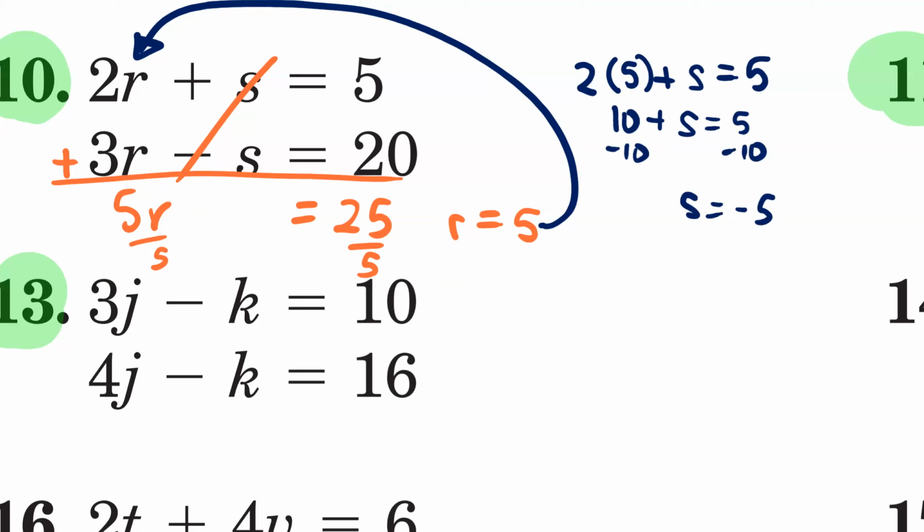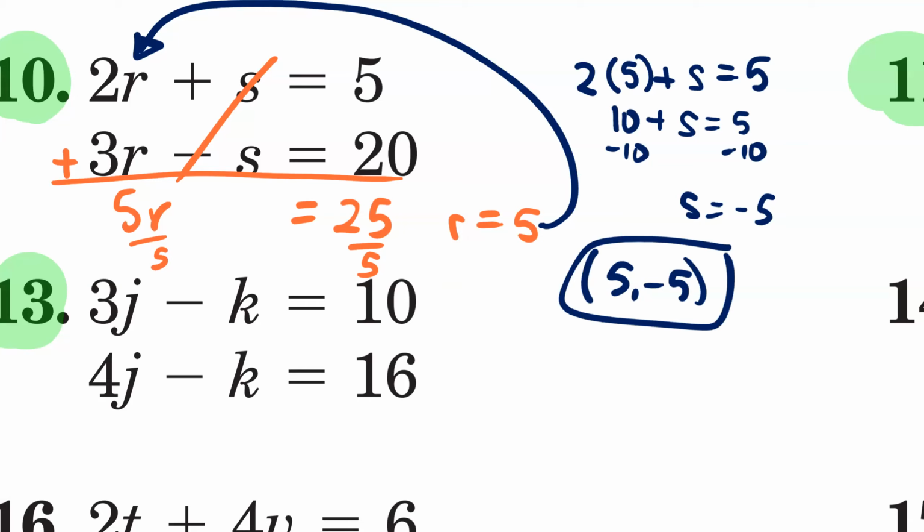So I'm going to give you the x and y's. Those are the only variables I'll give you, because then you know the order to write it. It goes A, B, C, D, R, S, T. So r is before s, so the way we'll write it is 5 comma negative 5. That would be the solution. So with elimination, when you add, you just want your variable to eliminate.